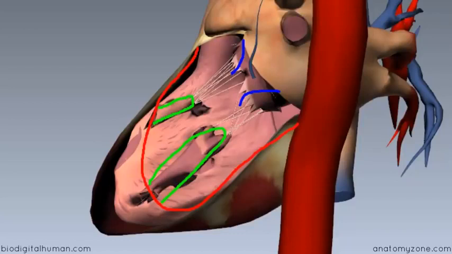If you didn't have these structures tethering the valve in place, when the left ventricle contracts and blood is forced backwards against the valves, without being anchored in place like this, the valves would invert, so they'd be reflected back into the atrium, and then blood would be allowed to flow back into the left atrium, which wouldn't be good.